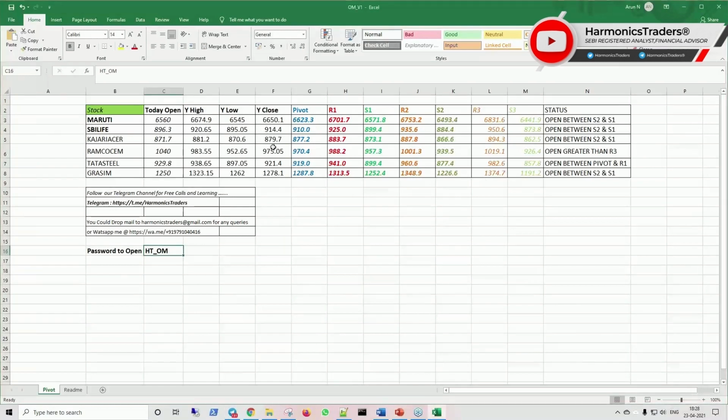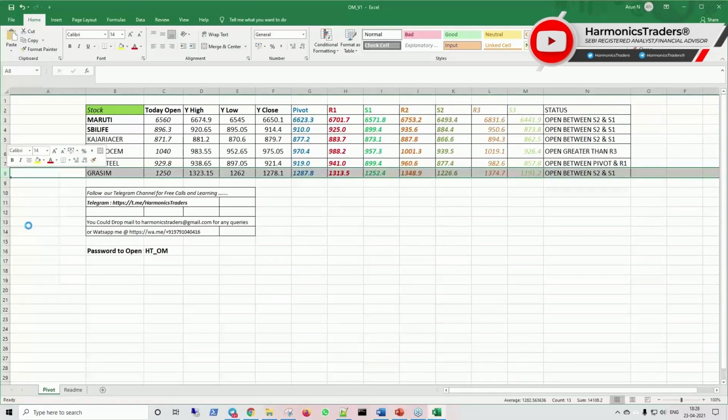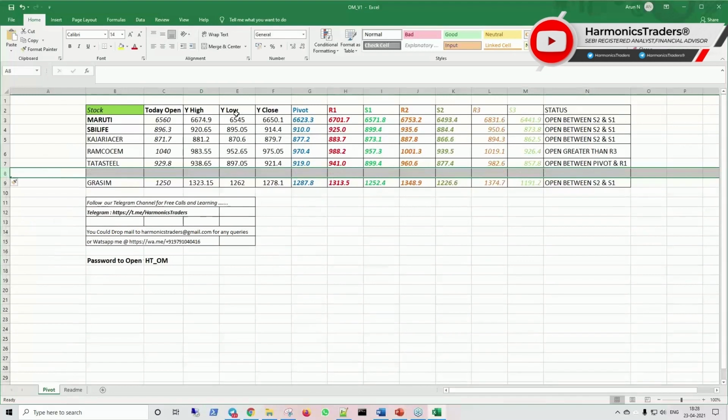This also has the graphing that we have done. We have just taken the data today, so these are today's data, and we are waiting for Monday's opening. These are all yesterday's ones. We'll check some practical examples so that you get a better idea.